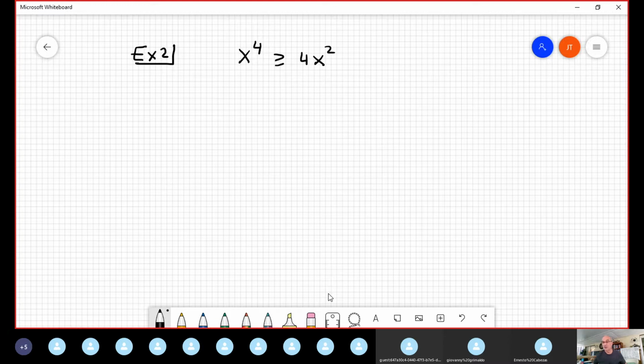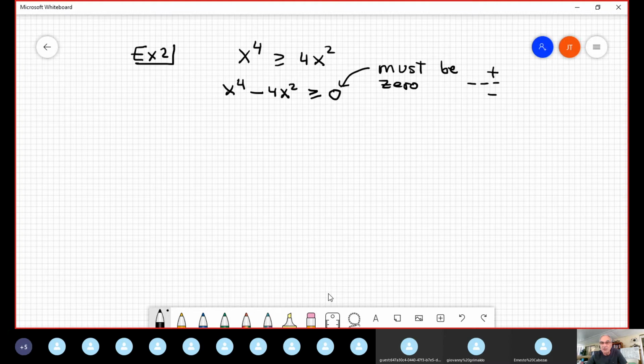What should I do? Step number one, obviously, is to make the right-hand side 0. So I move terms: x to the 4th power minus 4x to the 2nd power greater than or equal to 0. This is extremely important to start. Why? Because in the table, I analyze if it's positive or negative, and 0 is the important level.